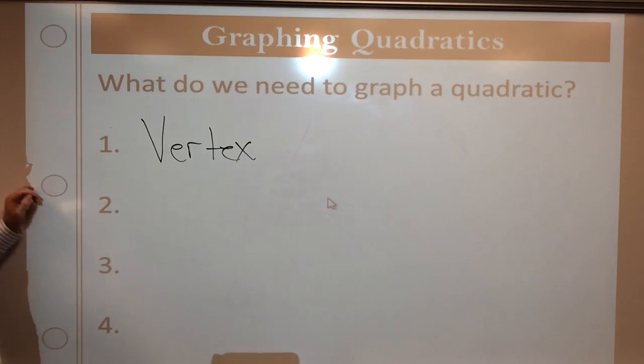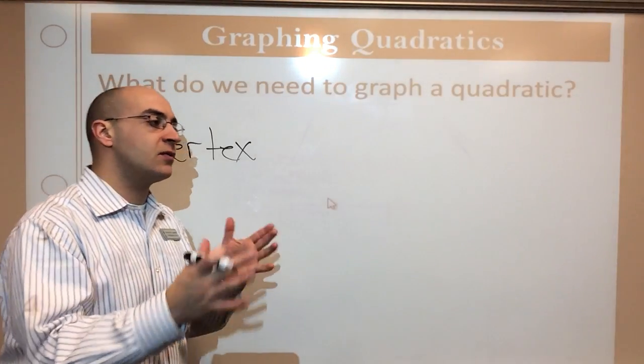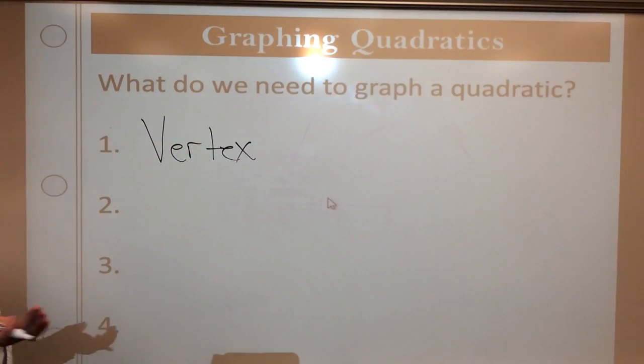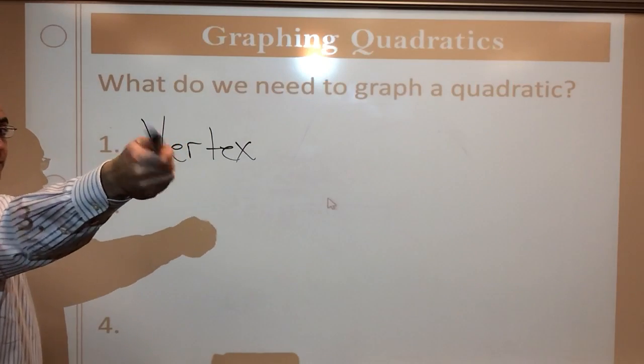Make sure you know how to find the vertex in standard form. It's easy in vertex form, but in standard form it's a little bit challenging. You still need to know negative b over 2a, okay? Negative b over 2a.